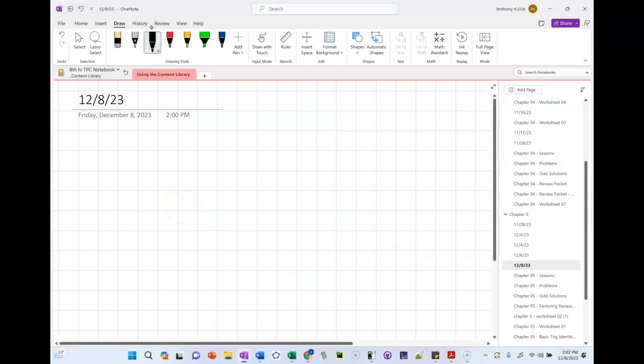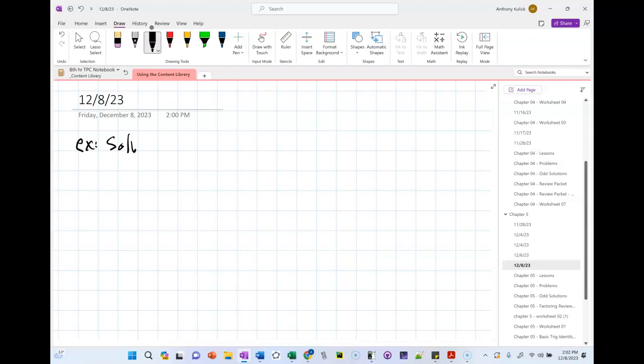I want to talk some more about solving. So in chapter 4, we solved things that looked like this, right? Does this look like a familiar problem, like a chapter 4 problem? How do we do that?